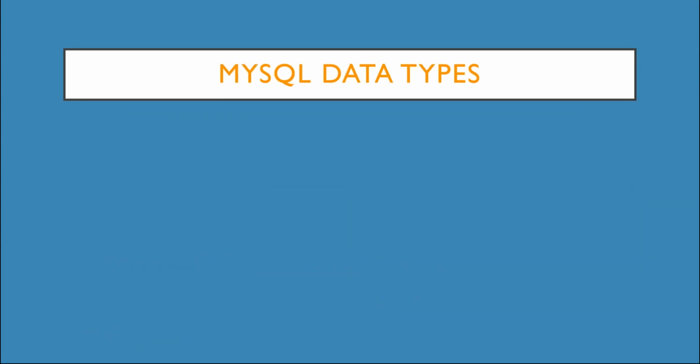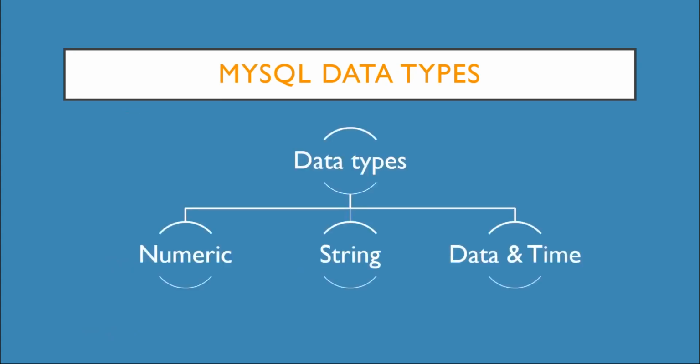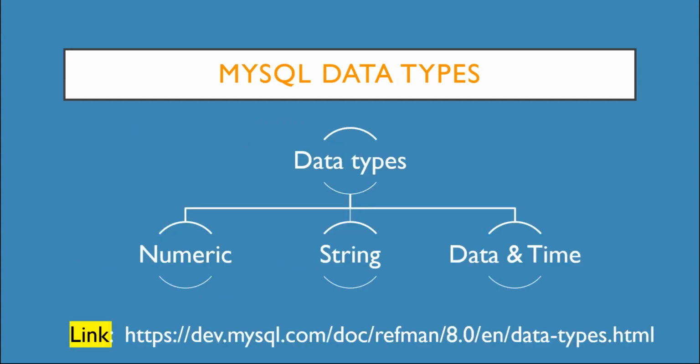MySQL data types. So with SQL, we work mainly with three data types. We have numeric, string, and date and time. And for more details, we are going to the official documentation of MySQL in order to understand the data types better. The link is available in the description if you want to follow along with this video.